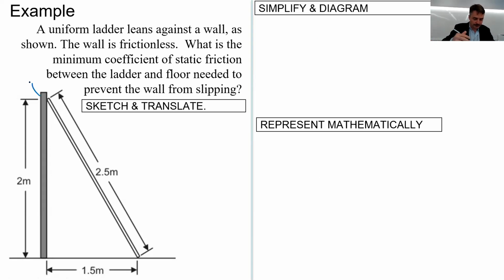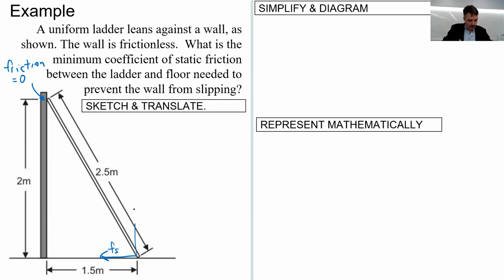So I'll put here friction equals 0 up here at this point. What is the minimum coefficient of static friction between the ladder and the floor needed to prevent the ladder from slipping? So what you're going to have is some force of static friction right there on the floor.